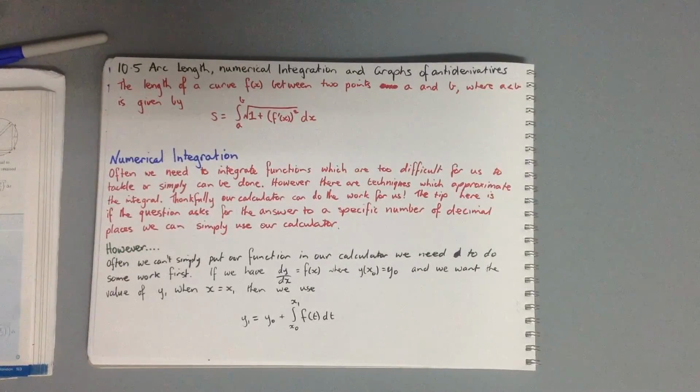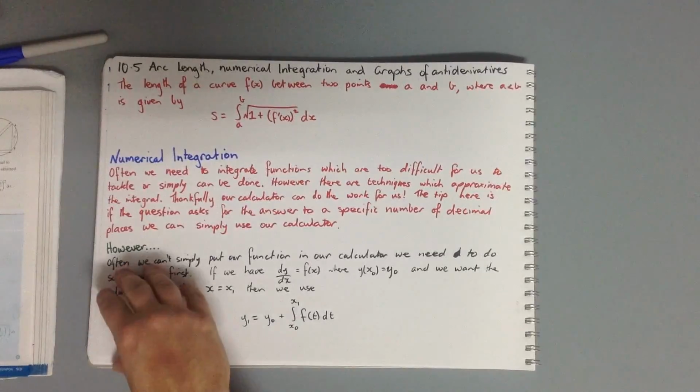Okay, if we have dy dx equals f of x, where y of x naught equals y naught, and we want to find the value of y1 when x equals x1, then we use our function y1 equals y naught plus the integral from x naught to x1, f of t dt.